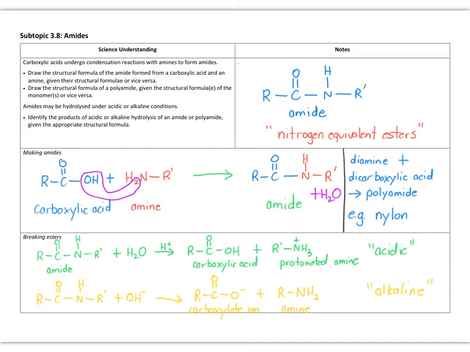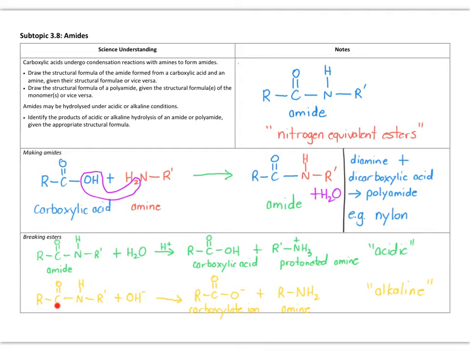Again, we can break them apart, and again, we get different products whether we break them apart under acidic conditions or alkaline or basic conditions. So, we break an amide under acidic conditions. Again, it's a hydrolysis reaction because we're adding water. We form the carboxylic acid. It's under acidic conditions, so the acid will be protonated. And we'll form the protonated form of the amine because that lone pair of electrons on the nitrogen will accept a hydrogen, giving it that positive charge.